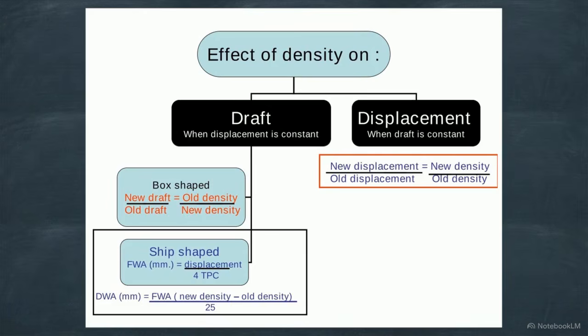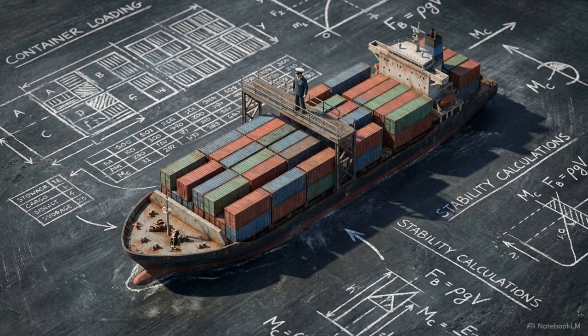This flowchart represents the unified decision tree for these scenarios. If displacement is locked, officers use density ratios, FWA and DWA, to predict the changing draft. If the draft limit is locked, they use density ratios to calculate the new maximum cargo allowed. Choosing the correct pathway governs the entire cargo loading strategy and safety profile of the voyage.